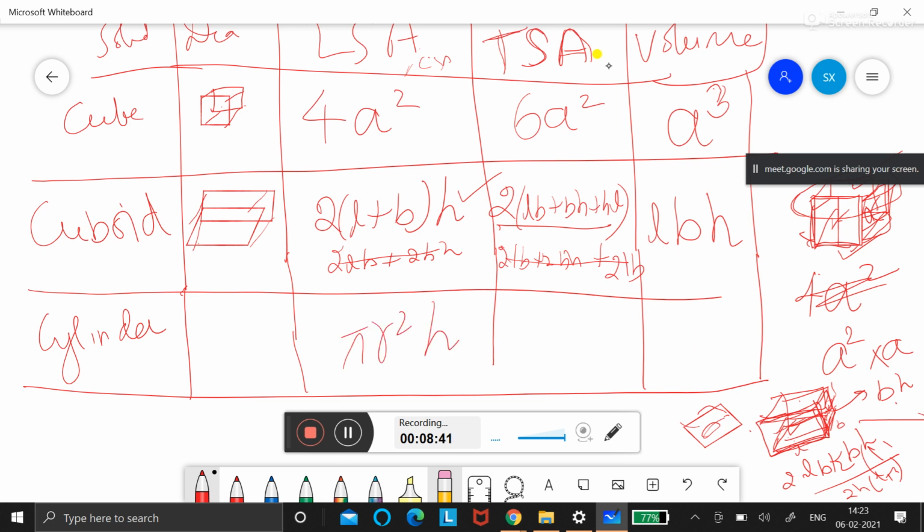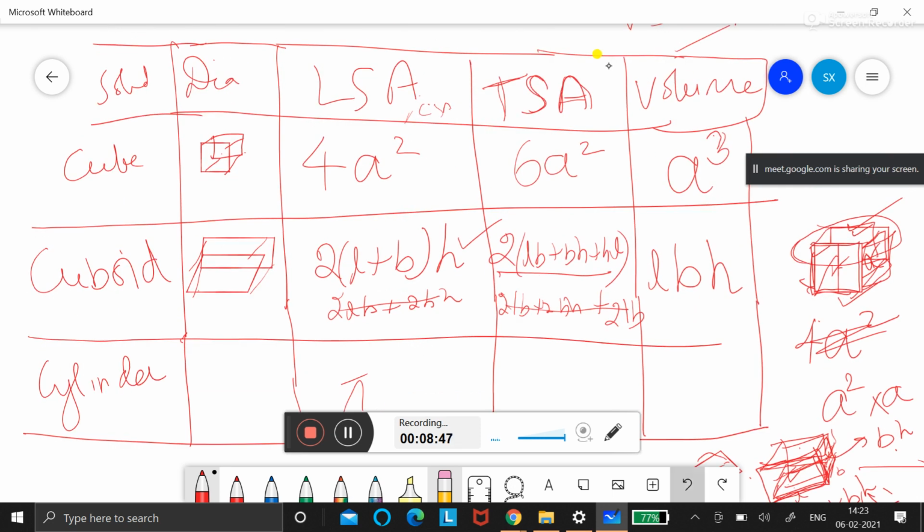Pi r square h is the volume of a cylinder. What will happen in volume of a cylinder? Base area into height. So the base area is a circle, no? What is the area of the circle formula? Pi r square. So what is the height? H. So the volume of the cylinder is pi r square h.